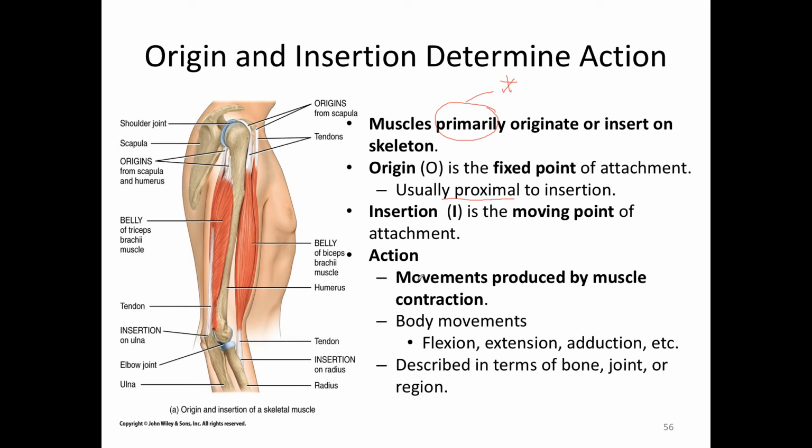Action is the movements produced by muscle contraction. So we have body movements like flexion, which is decreasing the angle of a joint, extension, which is increasing the angle of a joint, adduction, which is moving a limb from lateral position back to the midline, or abduction, which is the opposite, moving a limb from the midline away from the center. And these are described in terms of bone, joint, or region. So the actions of the muscles are named for the bones that they move. For example, the action of the levator scapulae is to elevate the scapula. So it's going to move the scapula up.